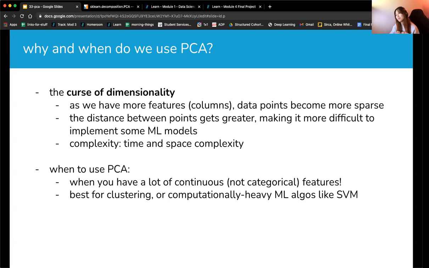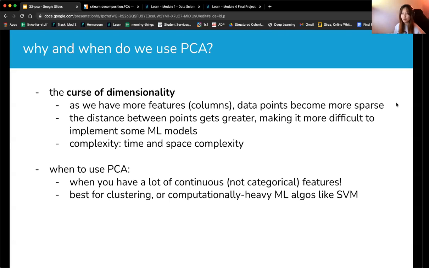PCA also works really well with clustering, or very computationally heavy ML algorithms like SVM. I think one of the algorithms that most of you ran and were like, this is taking forever, is, if any of you did a grid search with XGBoost, that takes a very long time to run. That's because you have a lot of columns. XGBoost is also by itself a very computationally heavy algorithm because you're boosting and running subsequent models. So if you just have fewer columns, it will run faster.